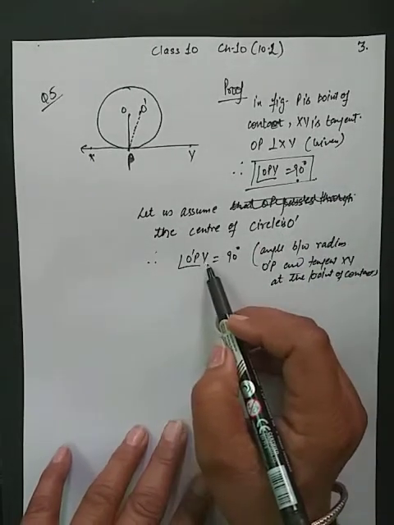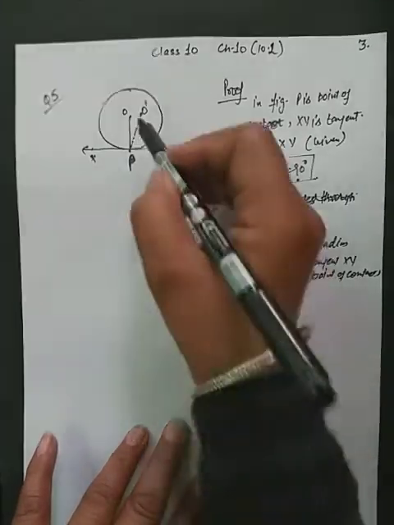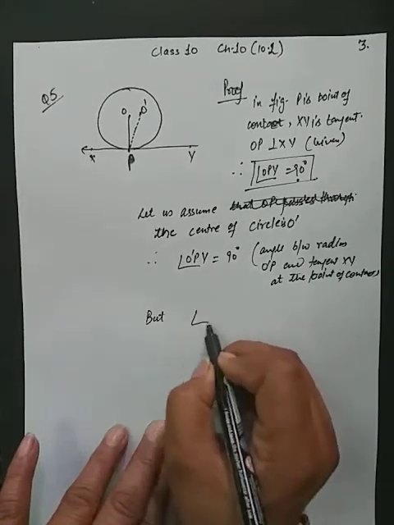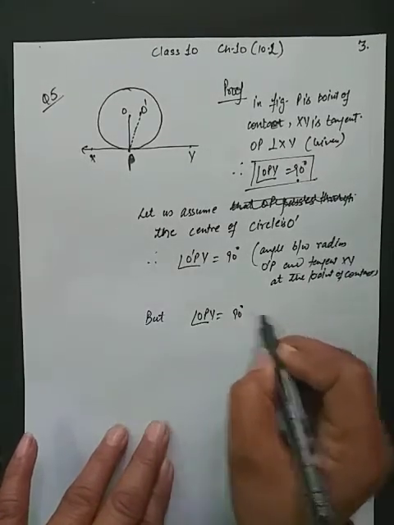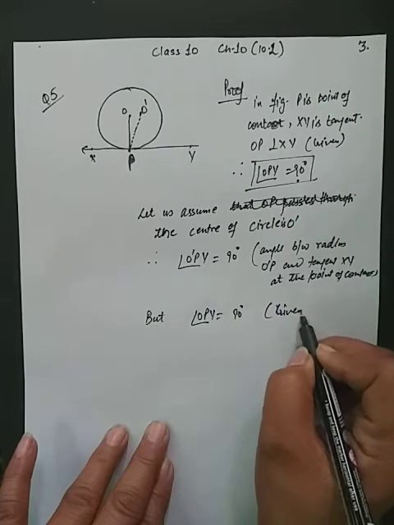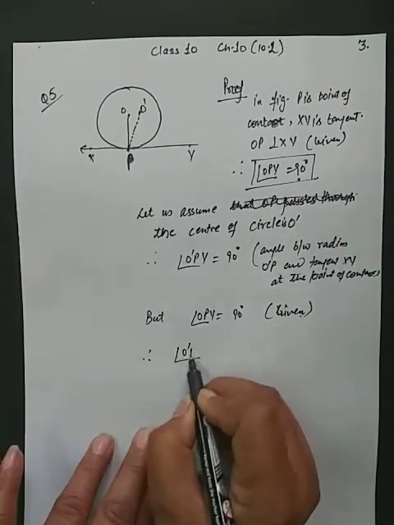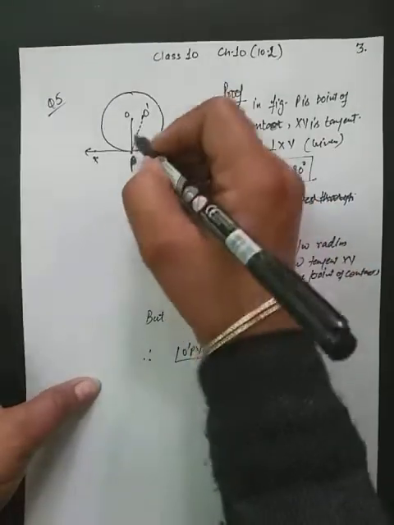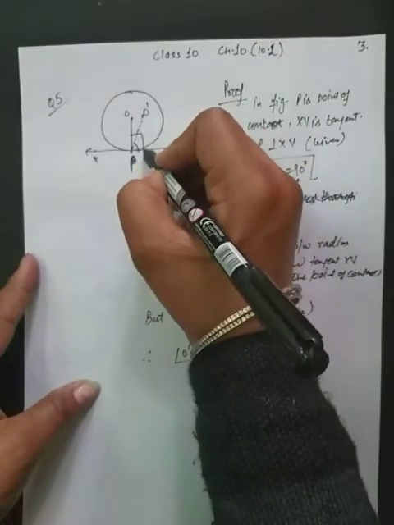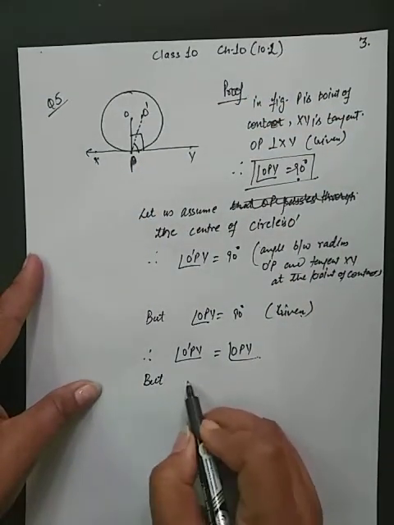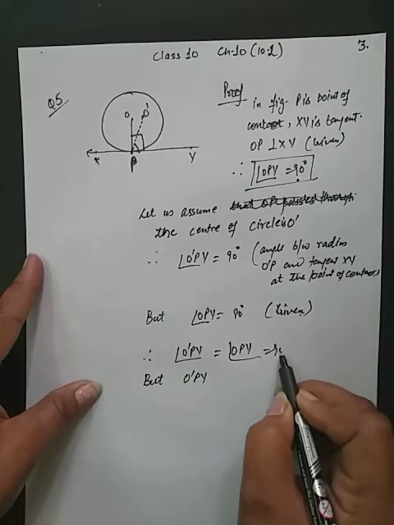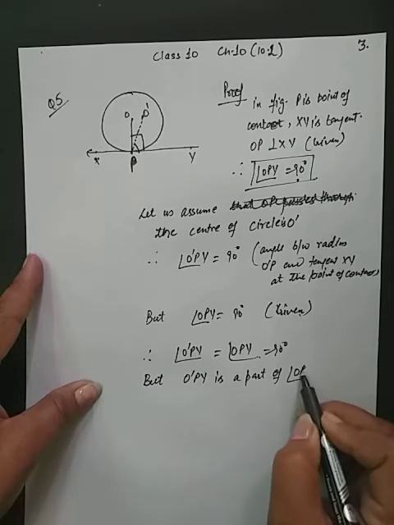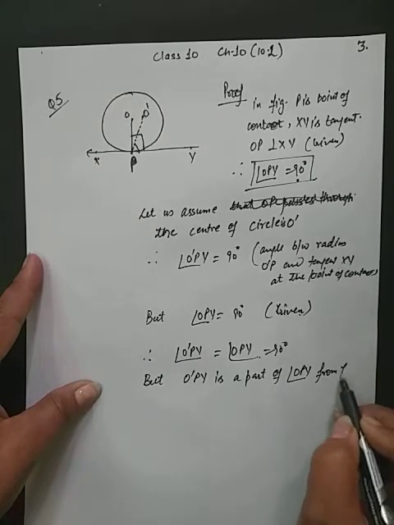So therefore angle O dash PY will be of 90 degree because O dash P is radius. But angle OPY is equal to 90. This is given to us. So therefore angle O dash PY is equal to OPY. But angle O dash PY is a part of angle OPY from figure.